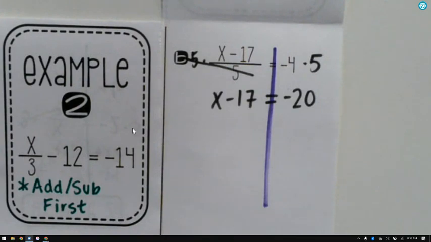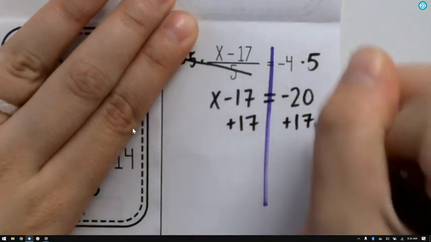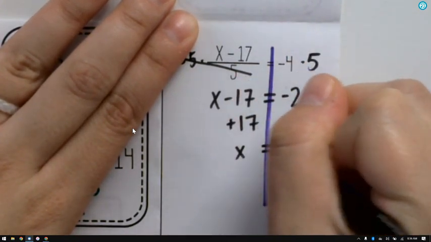And then to get x by itself, we need to get rid of our minus 17. So you're going to add 17 to both sides. We'll get x equals negative 20 plus 17, which is negative 3.